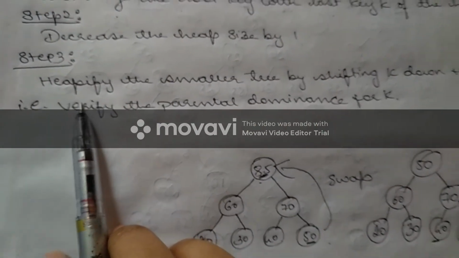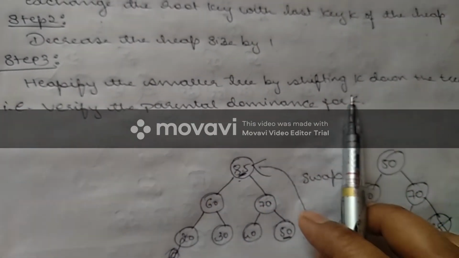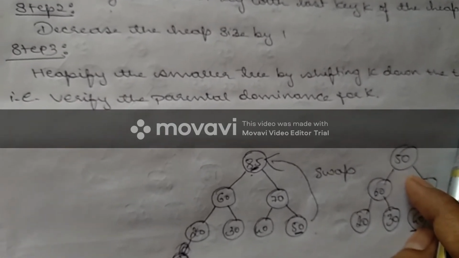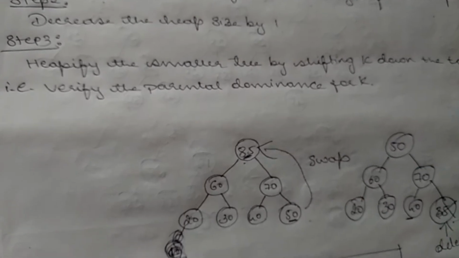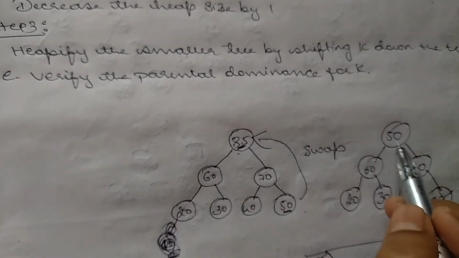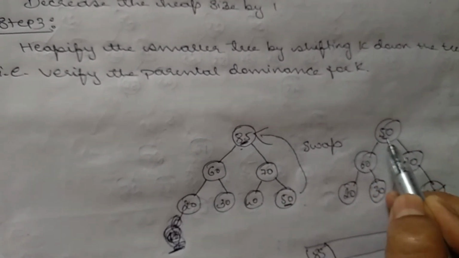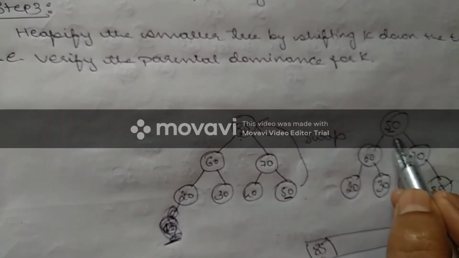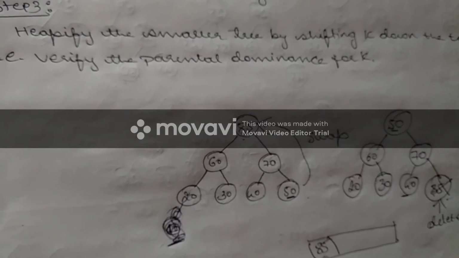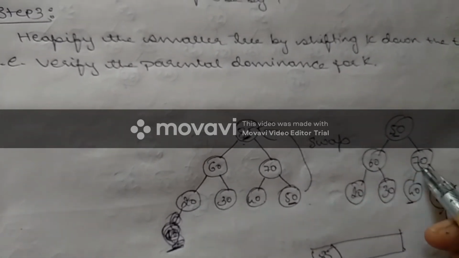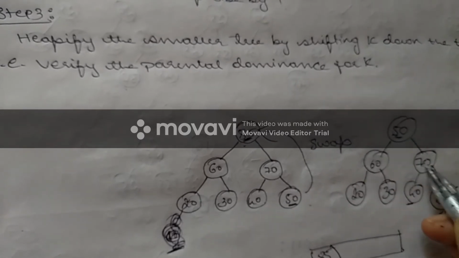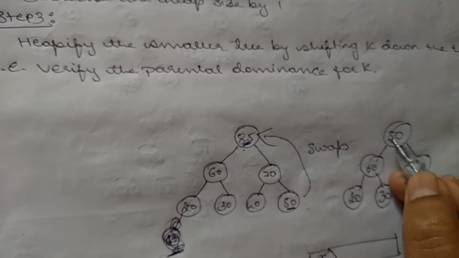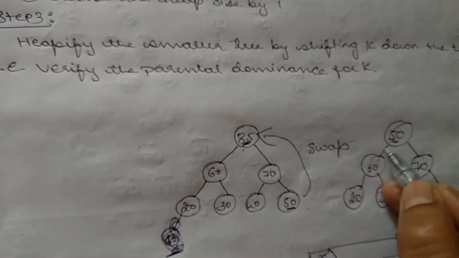Then step 3: heapify the smaller tree by shifting k down the tree. What do you mean by heapification? Heapification means verifying the parental dominance. See, here I have shifted 50 over here. For example, let me consider I have constructed the max heap. Is it satisfying the max heap constraint? No, because here 60 and 70 are there, but 50 is less than its children 60 and 70. For max heap, always the parent node should be greater than its children.